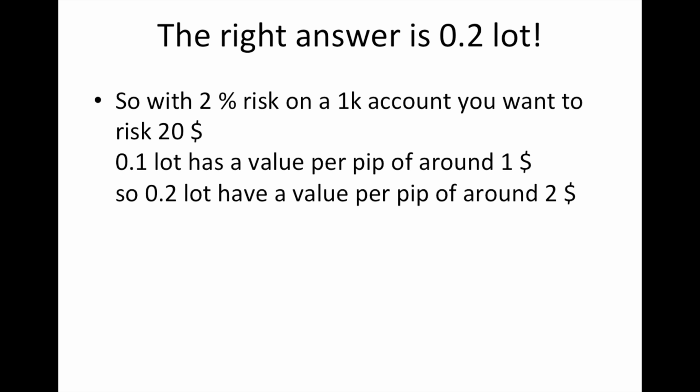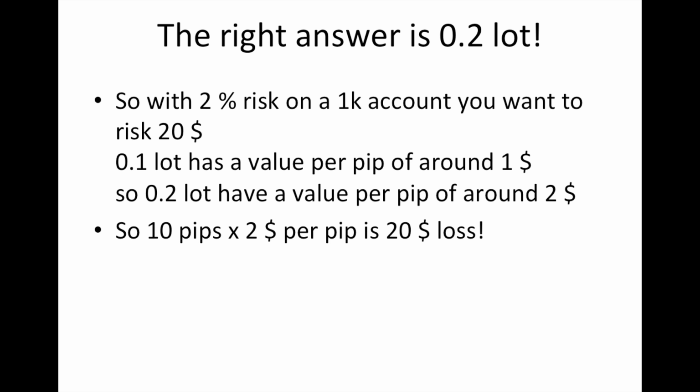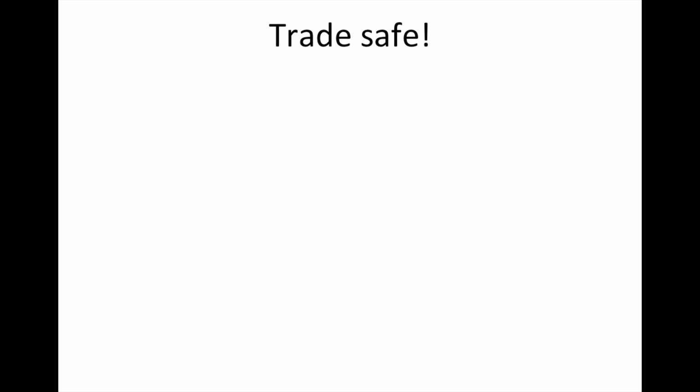So when you want to risk 2% on a 1K account, you want to risk $20. This is 2% of the account. So 0.1 lot has an average value of about $1 per pip. So with 0.2 lot, you have a value per pip of around $2. And when the stop loss is about 10 pips and 1 pip is worth $2, you lose $20 when the market moves 10 pips against you. So as you can see, it is vital to trade safe.